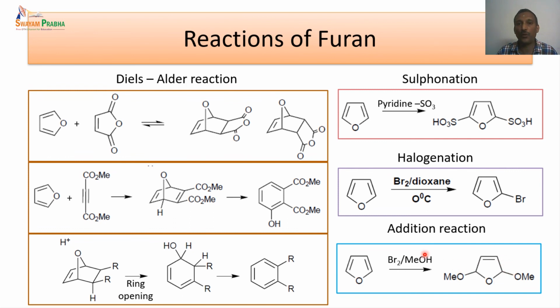So furan undergoes reactions which are typical of alkenes. This is one such example. Another example is the Diels-Alder reaction. So this way, even though furan is an aromatic heterocycle, it can also undergo reactions typical of alkenes.